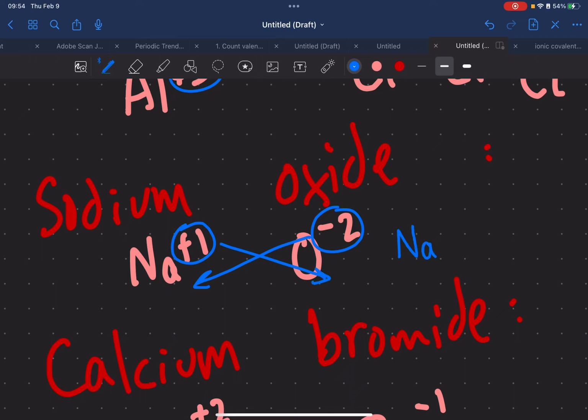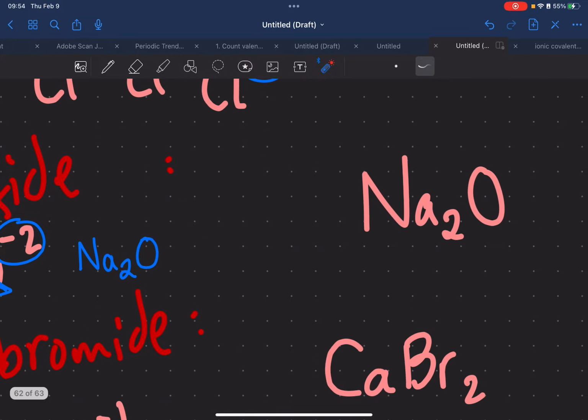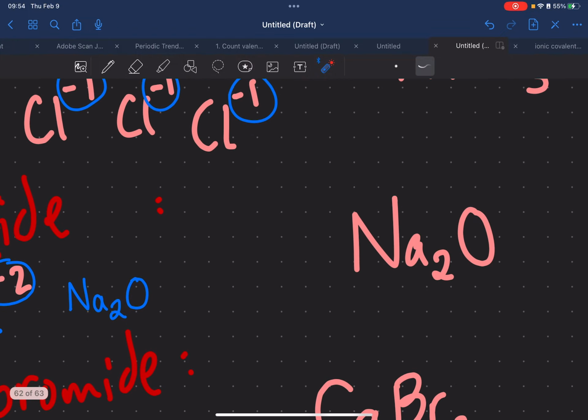For instance, back with sodium oxide, this +1 and this -2 can swap places to become Na2O1. But of course, we're not going to put the 1, because if there's no number there, it means that there's only one ion of that. So this is already telling us that we have 2 sodiums and 1 oxide. And that is what we decided the answer was by doing it the mathier way.